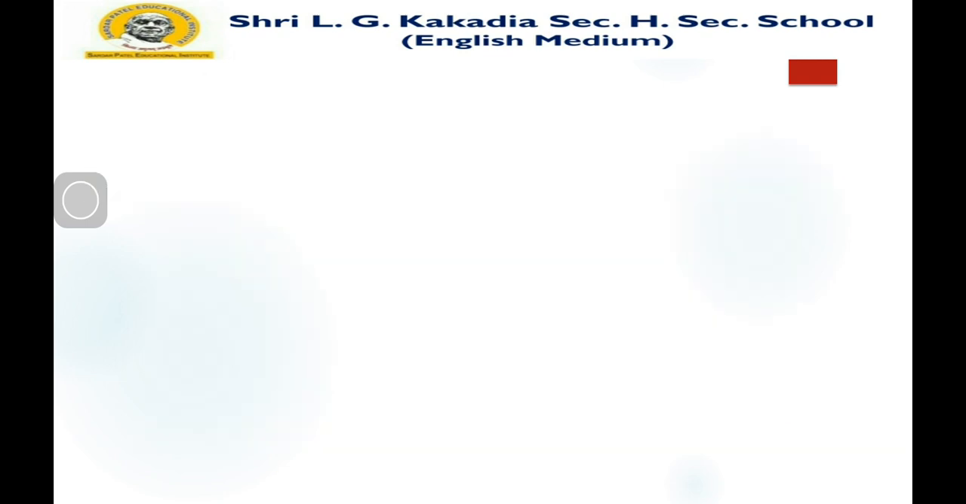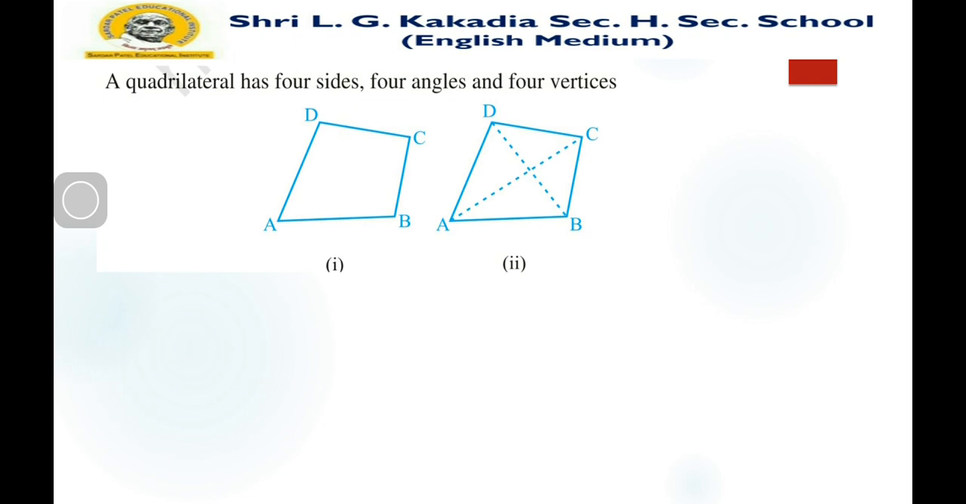A quadrilateral has 4 sides, 4 angles and 4 vertices. As we know, in a triangle there are 3 vertices, 3 sides and 3 angles. A quadrilateral has 4 sides, 4 angles and 4 vertices.